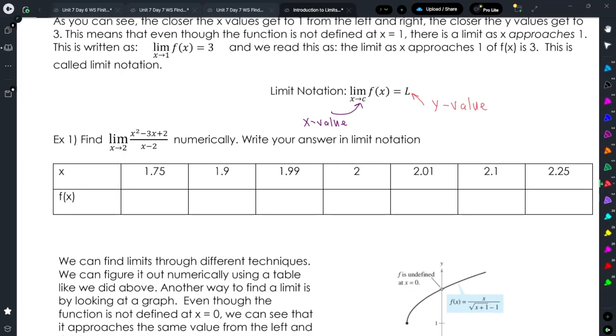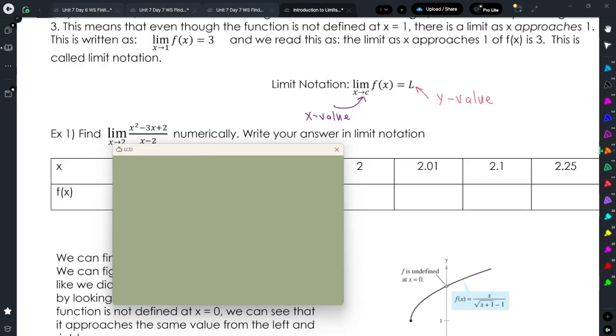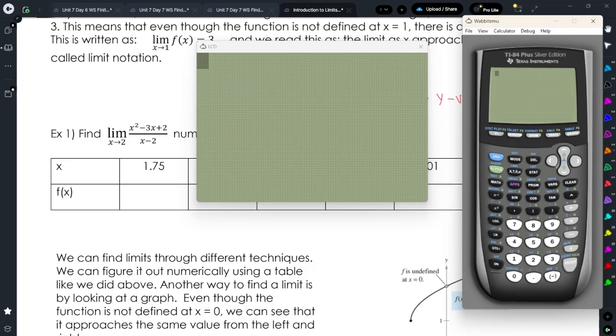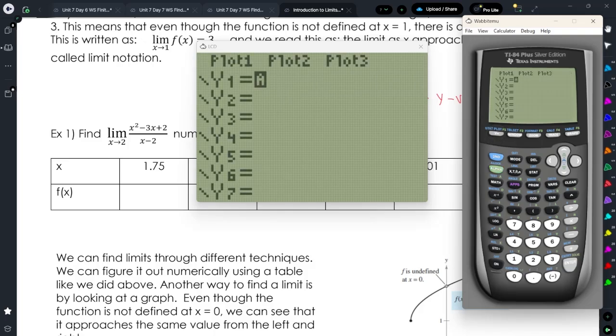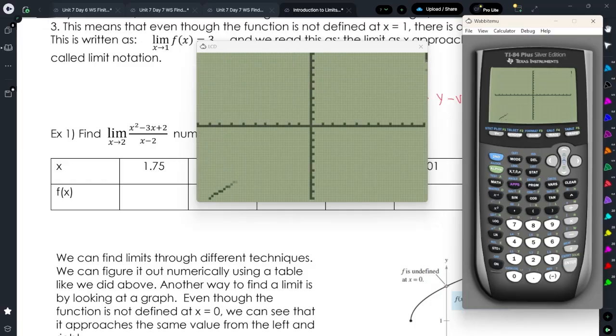So in example 1 here, we're going to use this table to find the limit as x approaches 2 of x squared minus 3x plus 2 over x minus 2. And then we're going to write that in limit notation. So we'll get out our calculator, and we're going to use the graph and trace feature. So here we're going to do x squared minus 3x plus 2 over x minus 2. Here's a picture of our graph. It looks like a line.